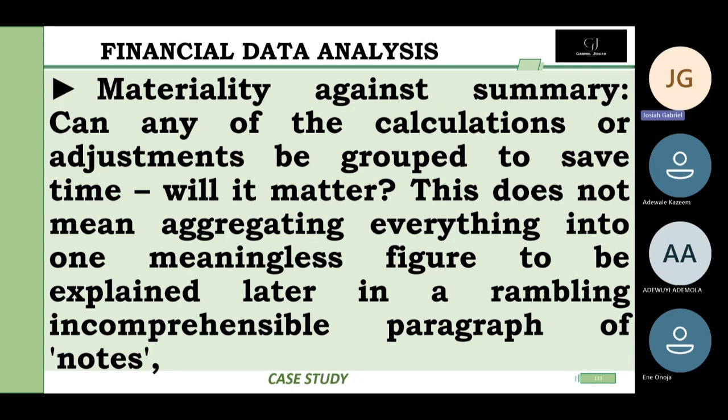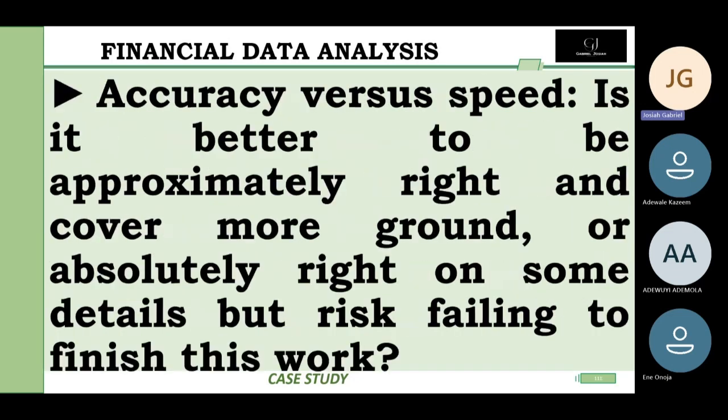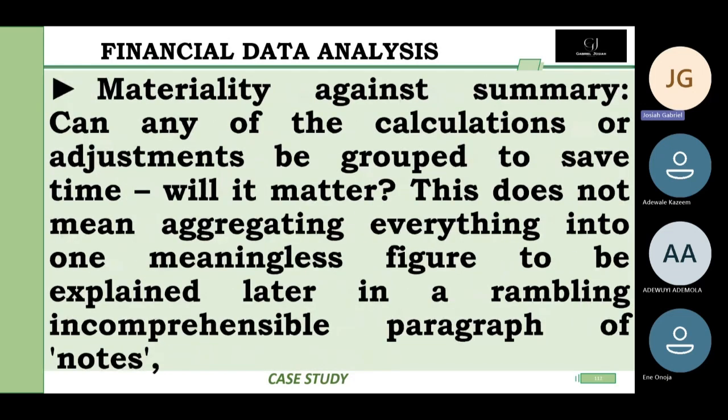So we've looked at accuracy versus speed. Let's look at materiality against summary. Materiality, the extent and magnitude of items. You need to ask this question now: can any of the calculations or adjustments be grouped to save time? And will it really matter? So these are questions you need to ask.